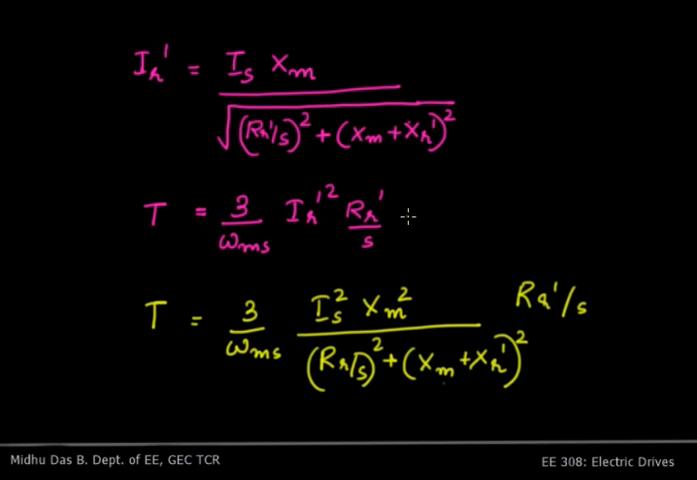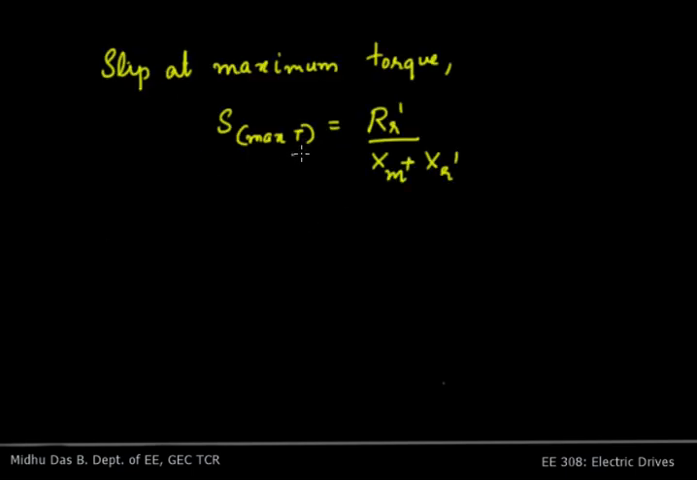This is the expression for torque in terms of IR dash, and if you substitute for IR dash square from this expression, you will get an expression like this in terms of the stator current. And then if you find the slip at which this torque is maximum, you will get slip at maximum torque equal to RR dash by (XM plus XR dash). Please note that XM is a large value. So this denominator is very large, and therefore the slip at which the maximum torque occurs is a very small value.